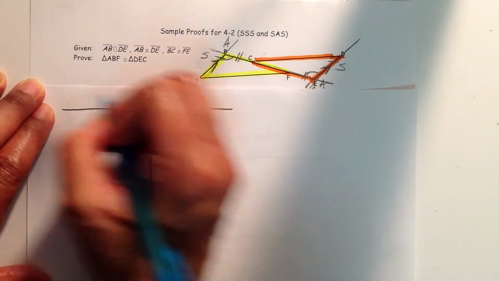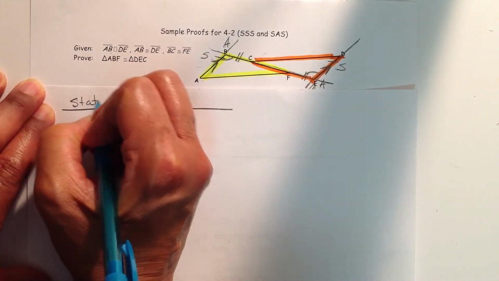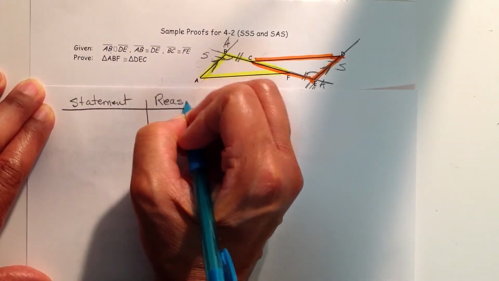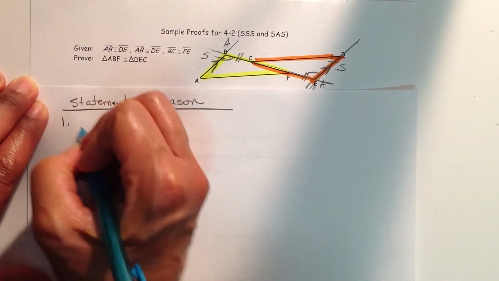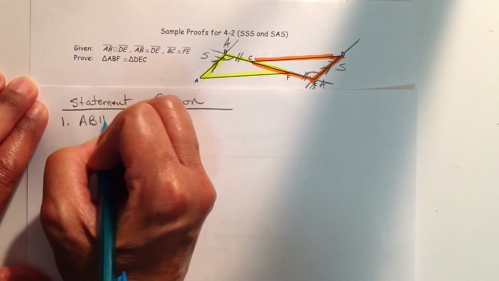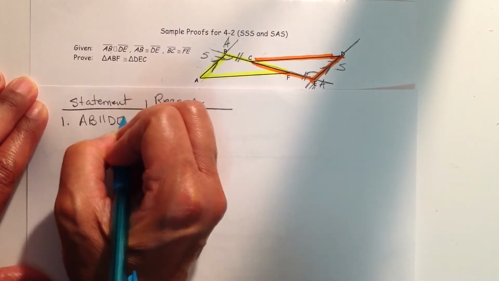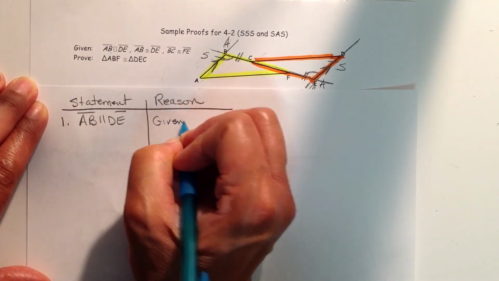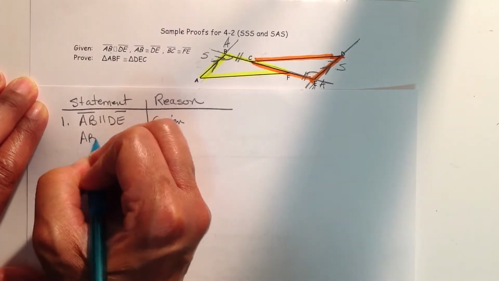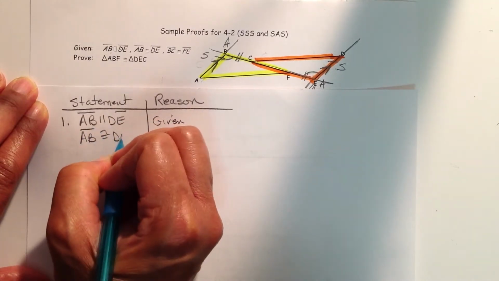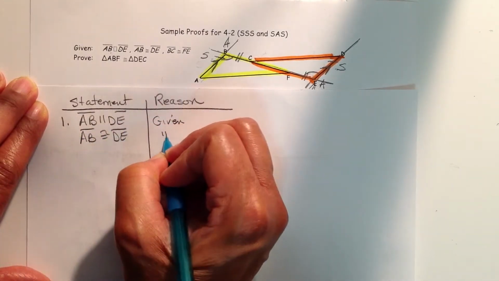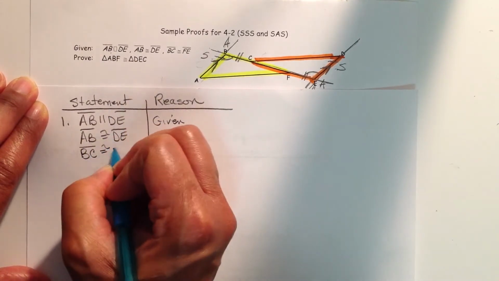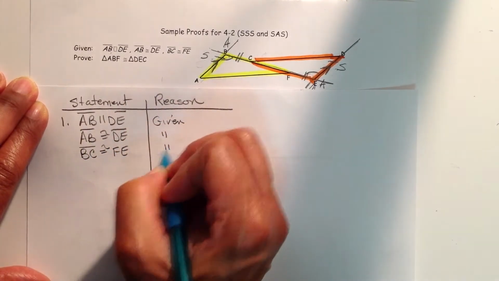Remember, we're going to use our two-column proof. So I'm going to have a statement on one side and my reason on the other. And I'm going to start out by writing what's given. AB is parallel to DE. Why? Because it's given. AB is congruent to DE. Why? Because that's also given. And BC is congruent to FE. Why? Because that's given.